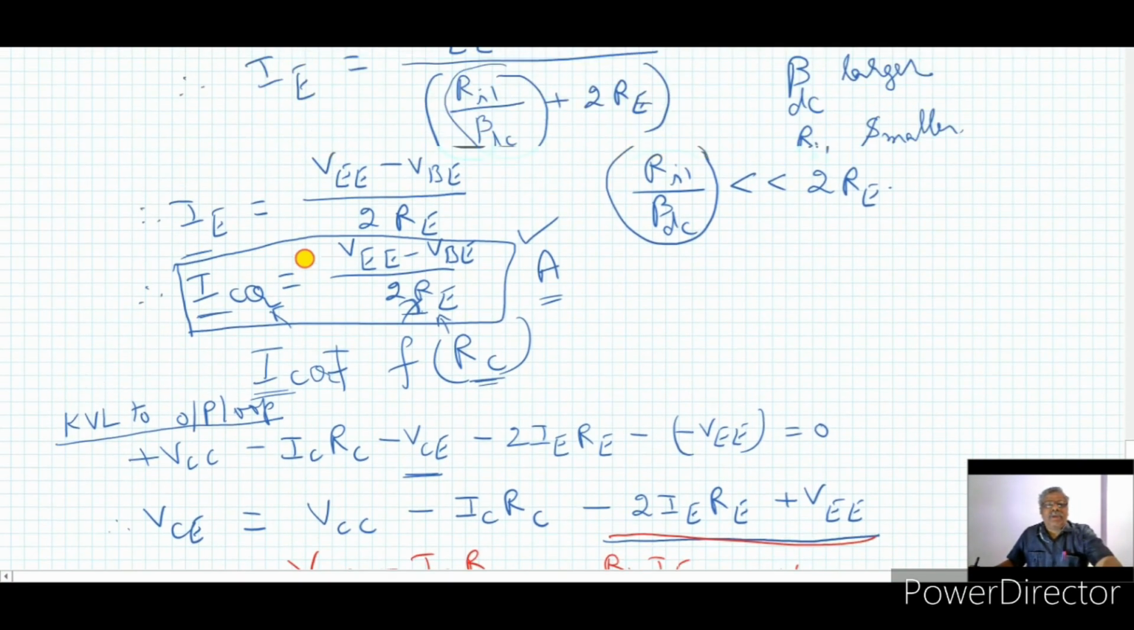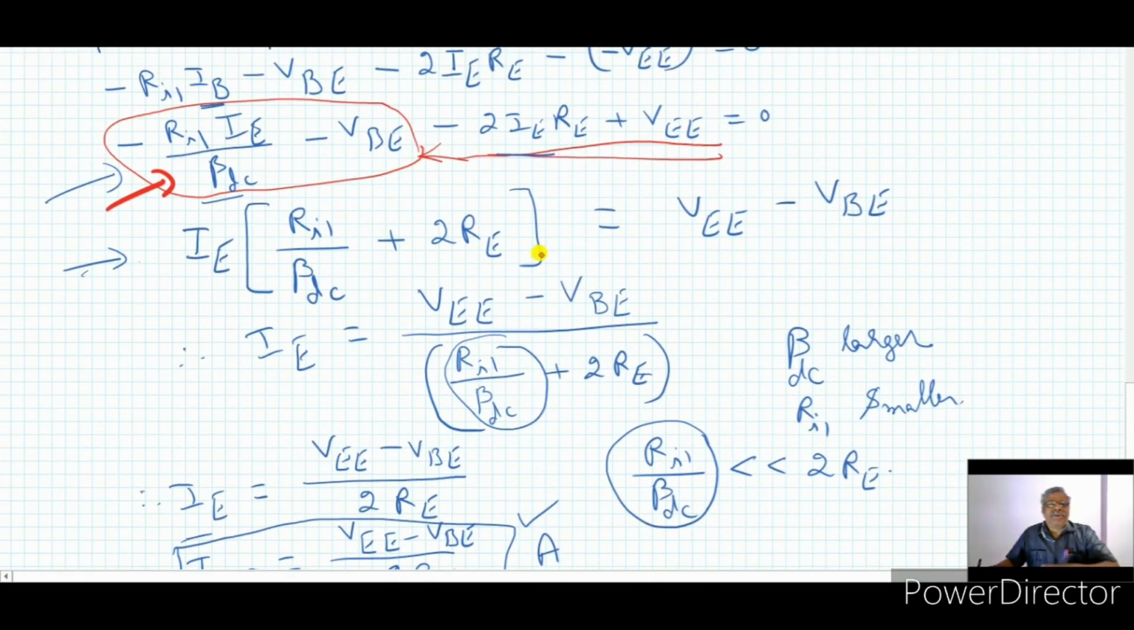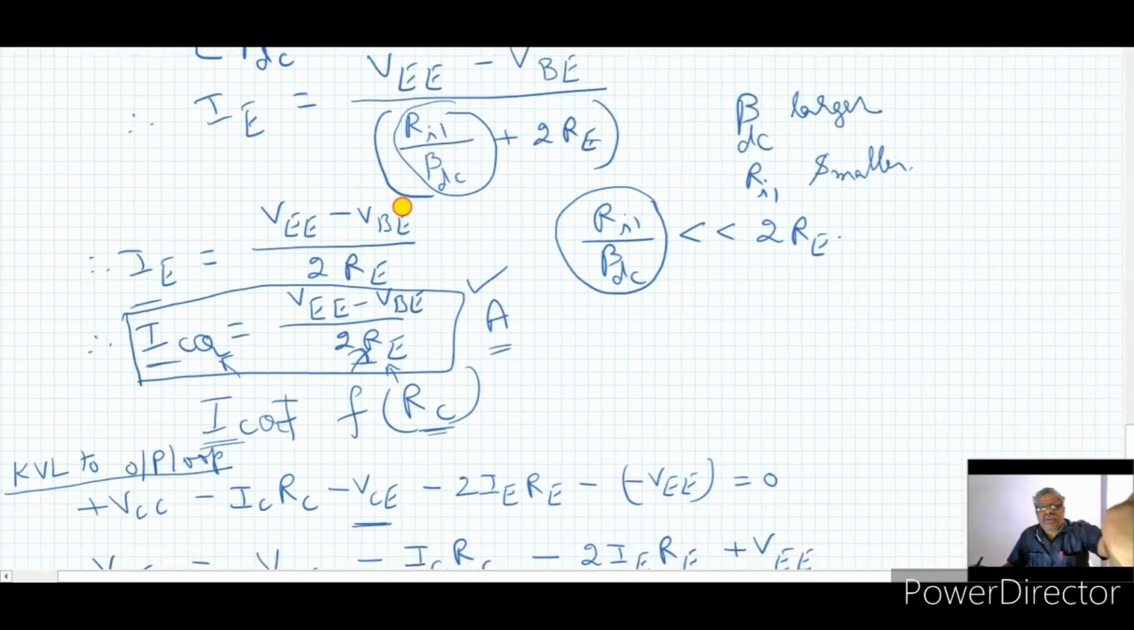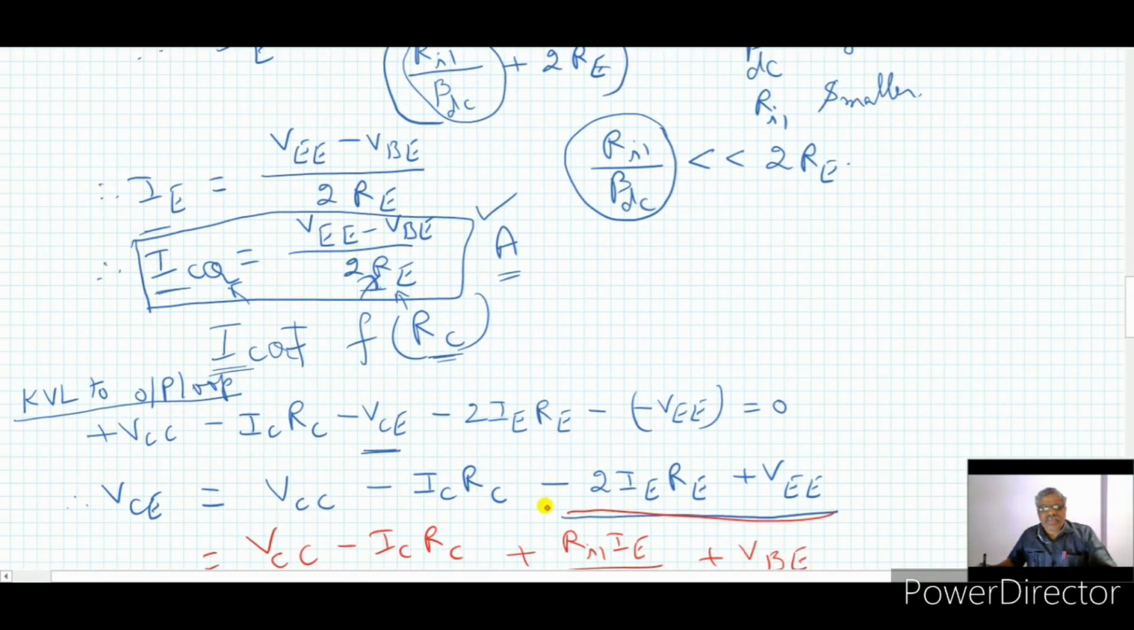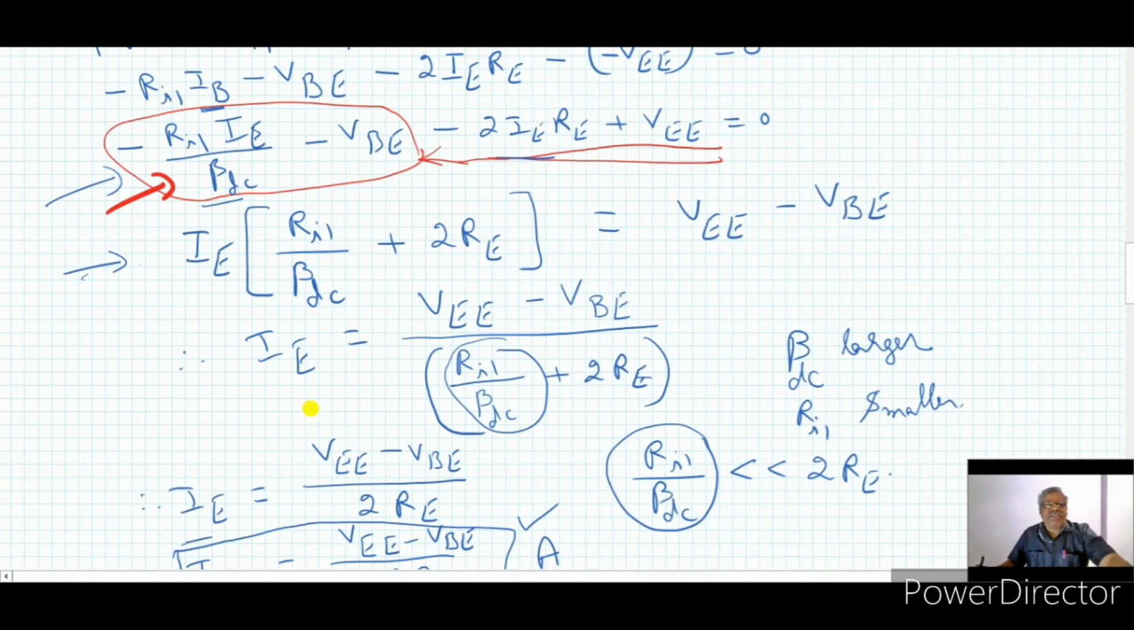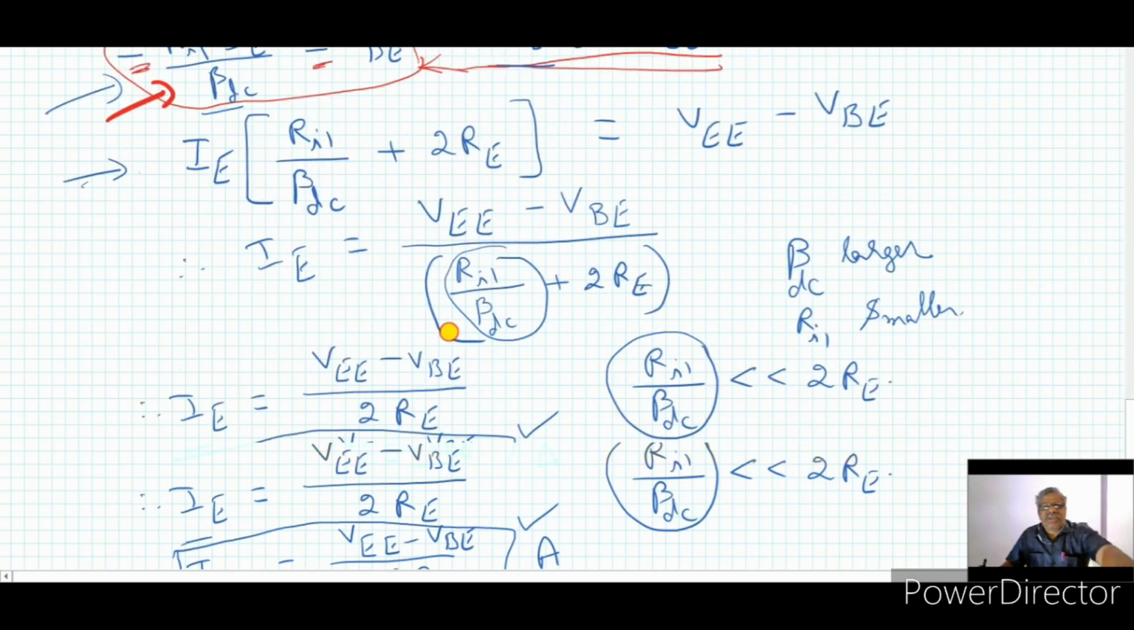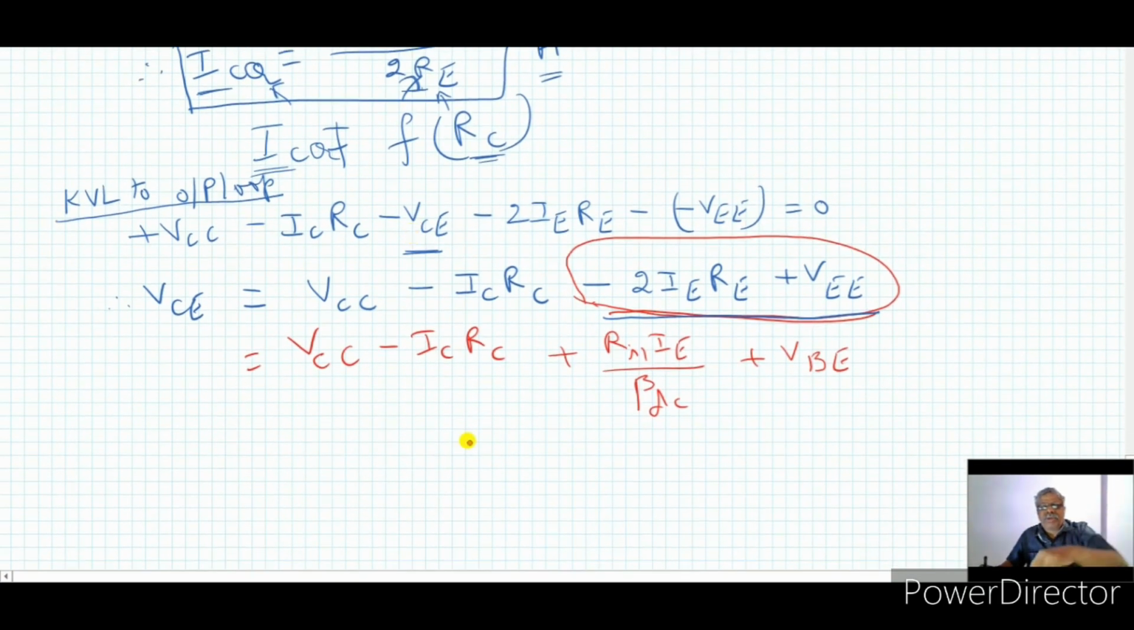This part I have written because these two should be sent to the right side. Here we want minus 2IERE plus VEE, so in the place of that, we need to replace this part. Once you send these to the right side, this minus becomes plus, this minus becomes plus. So here the expression becomes positive, here also positive.